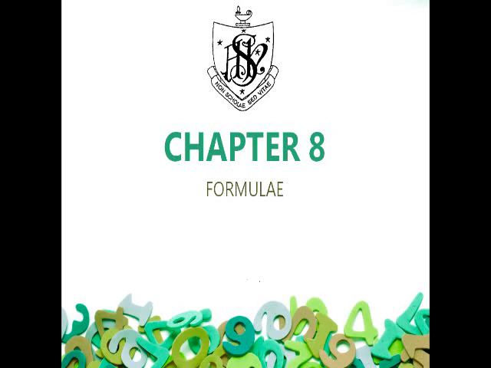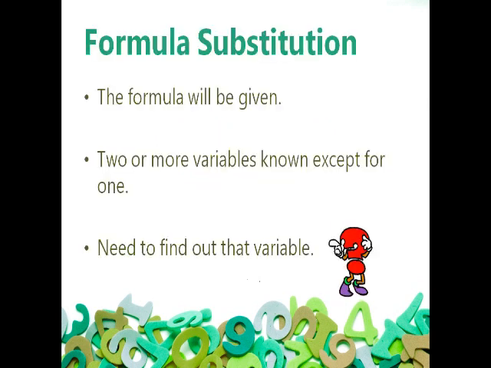Hello again everyone. The second part of our topic would be on formula substitution. In any case where you're given an equation or a formula, the formula will always be given. In the formula you have two or more variables which will be known except for one which has to be determined. Now in the previous video we have looked into speed, alright? So that particular speed variable would be the variable that you need to find out, and you will actually find out what I mean in the next few slides.